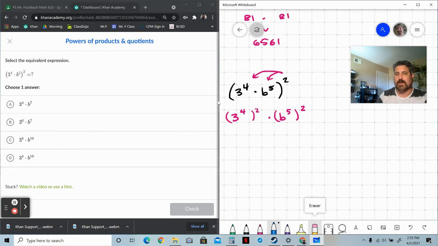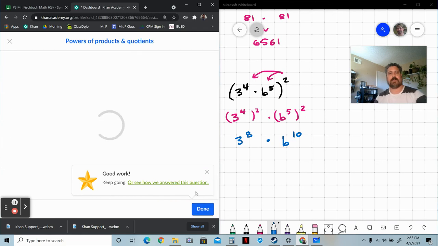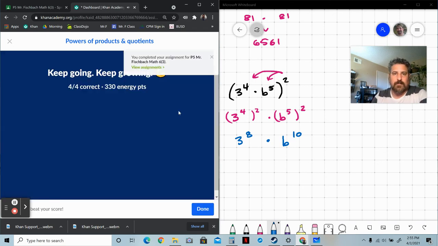When you raise a power to a power, you multiply the exponents. So this would be the same as 3 to the 4 times 2, which is 3 to the 8, and b to the 5 times 2, which is b to the 10th. So it's really just going to be 3 to the 8th times b to the 10th. Well, here we can see that the only answer that is correct is 3 to the 8th times b to the 10th. So we're done. And that's how you do it, one step at a time.